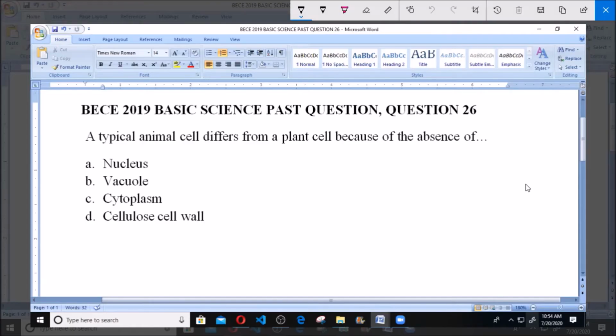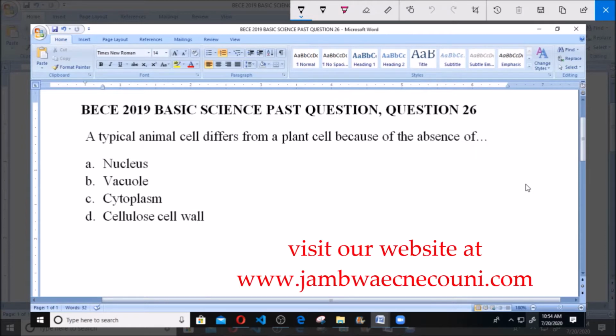Today we're going to be looking at BECE 2019 Basic Science Past Question, Question 26. A typical animal cell differs from a plant cell because of the absence of dash. A. Nucleus, B. Vacuole, C. Cytoplasm, and D. Cellulose cell wall.